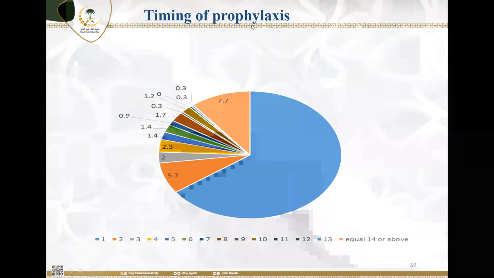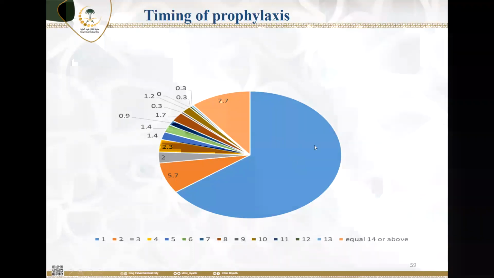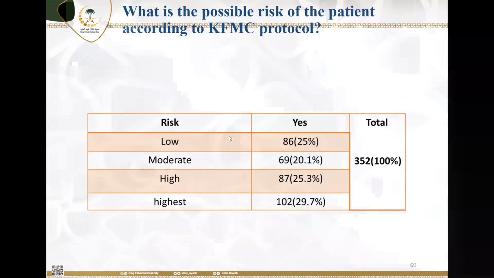A very important timing is that prophylaxis should be used within 24 hours. For the vast majority of patients we use it within 24 hours. Then we have patients within 48 hours, and patients within 72 hours, etc. The standard should be within 24 hours, and it should not be delayed. It is best to start prophylaxis upon admission in the emergency department. Otherwise, if you leave it, you will forget.